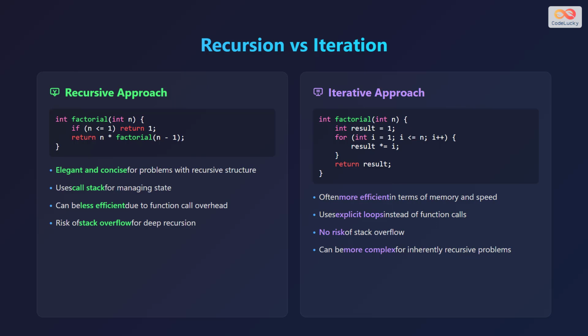Now let's consider iteration. Iteration is often more efficient in terms of memory and speed. It uses explicit loops instead of function calls. There's no risk of stack overflow. However, it can be more complex for inherently recursive problems. For example, here the function factorial iteratively calculates the factorial using a for loop.